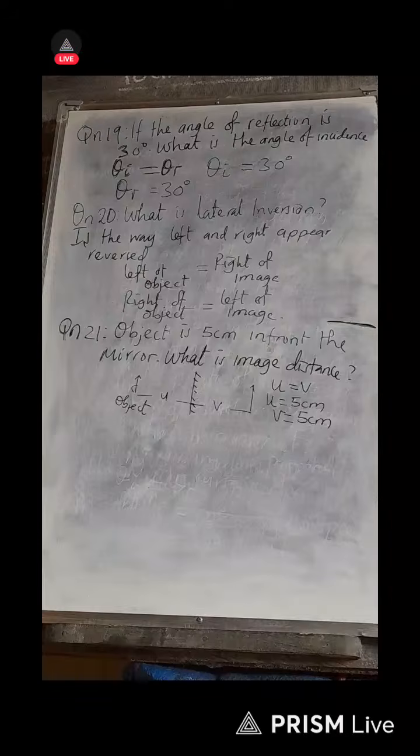Question number 21: an object is 5 centimeters in front of the mirror. What is the image distance? Object distance is equal to image distance under the concept of the reflection of light. Let's keep this momentum and continue to answer important questions.